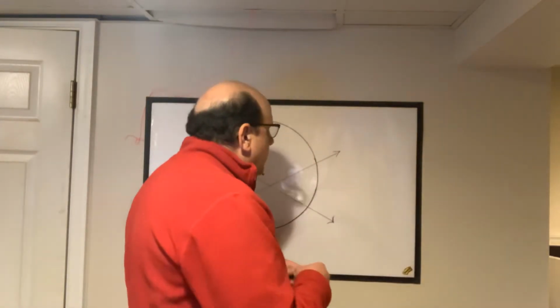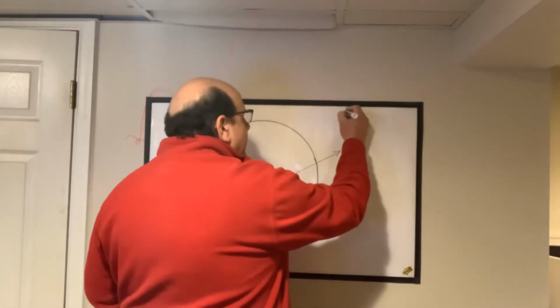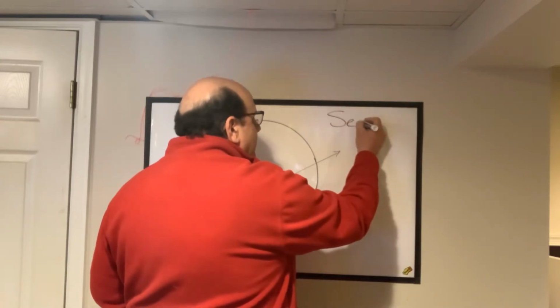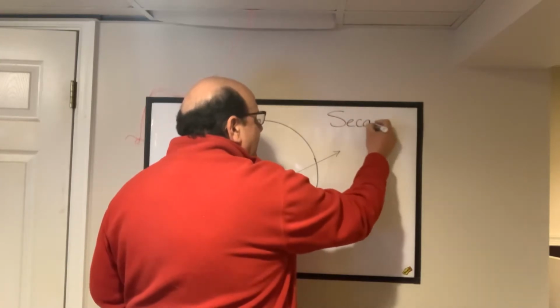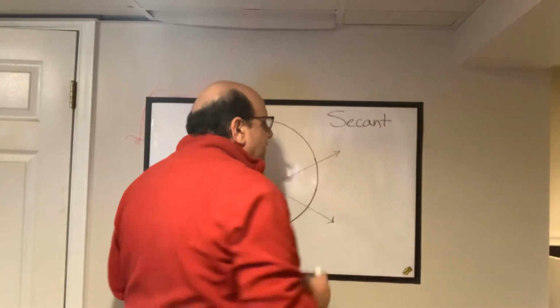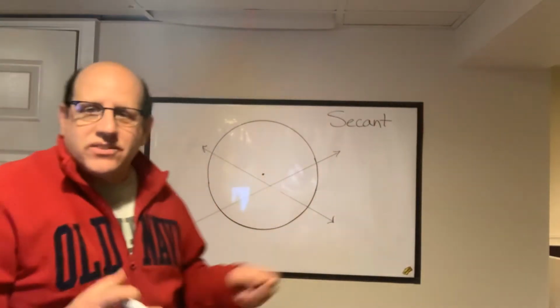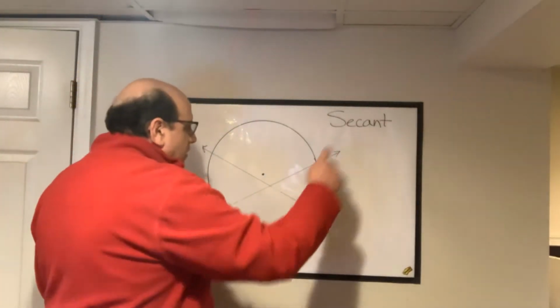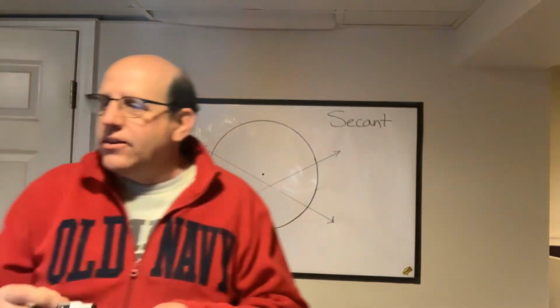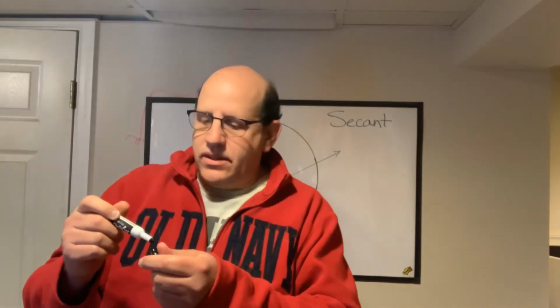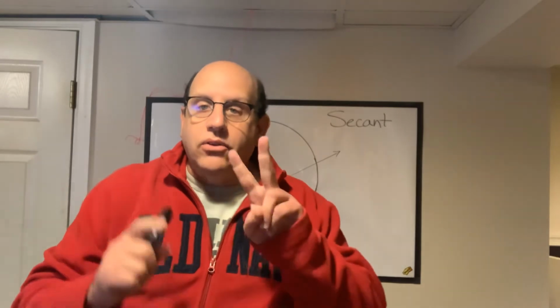There's a definition you need, and it's really simple. It's the definition of a secant, S-E-C-A-N-T. There it is, a secant. A secant is just a line that intersects a circle at two different points.